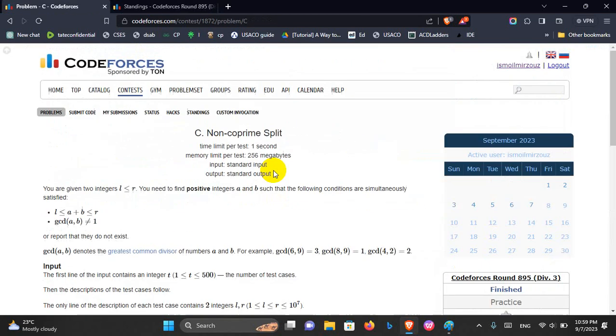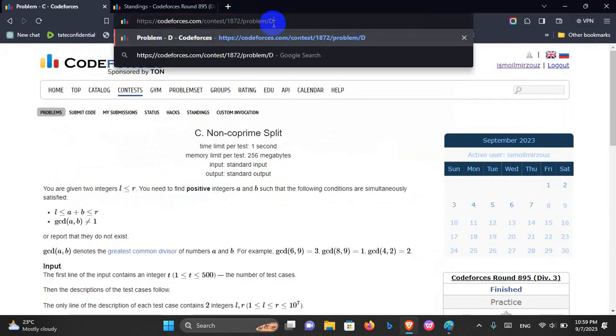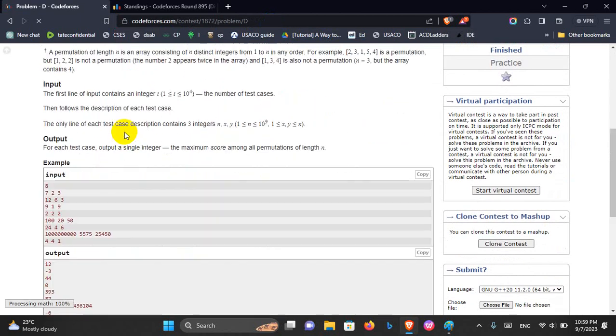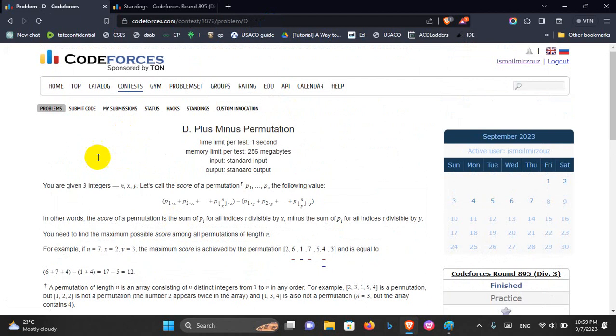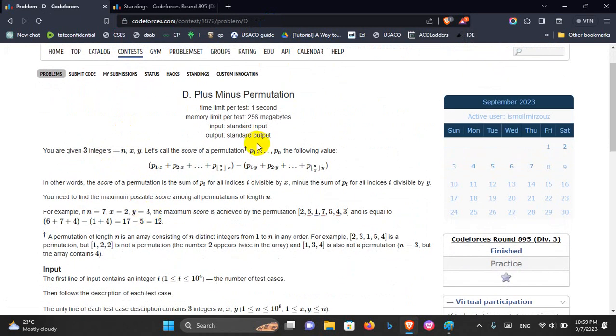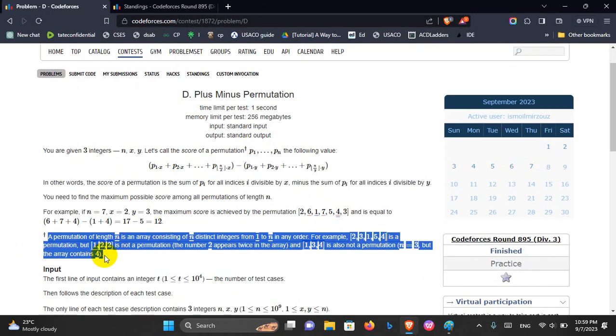So after this, we can move on to problem D. This was some math problem, I believe. I think A, B, C and D were math problems. So here we are given 3 integers n, x and y. We have a permutation P of n. I think you know what a permutation of n is. It's written here if you don't know.